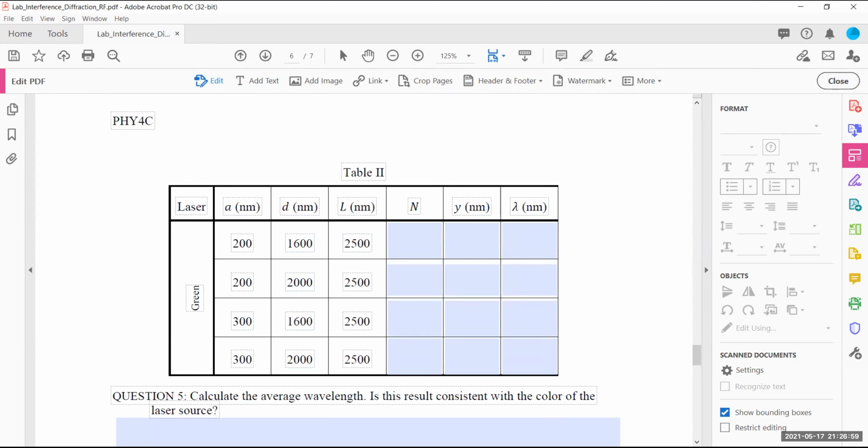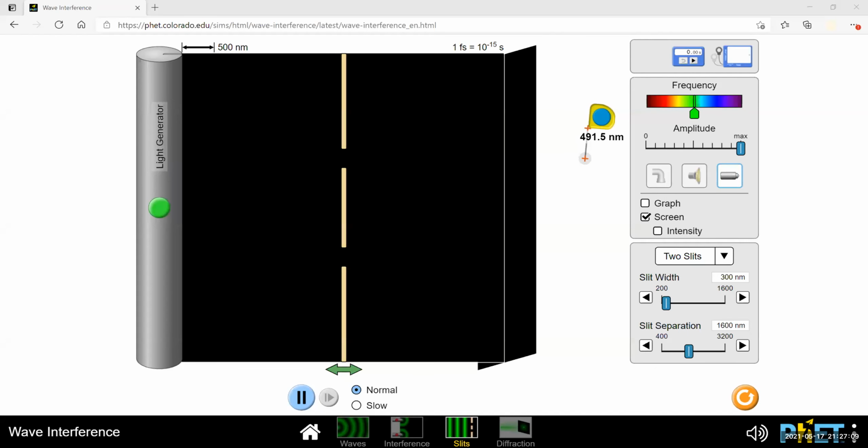So let me stop sharing, and let me share with you this one in here. So here is the deal. Keep this distance from the slits to the screen about 2500 nanometers. And keep the distance in the table, which tells you to go from 200. So we're going to do the 200 first, and we're going to leave it at 1600 in here.